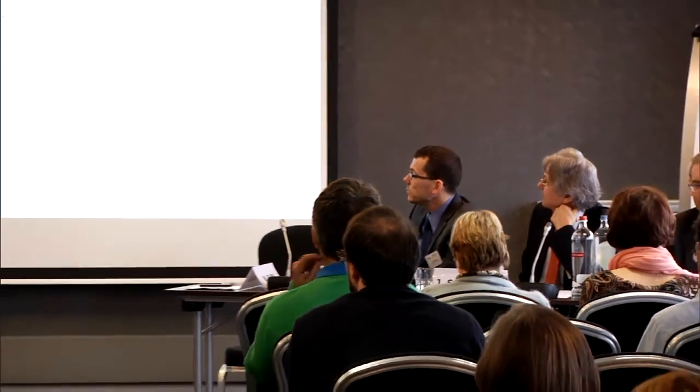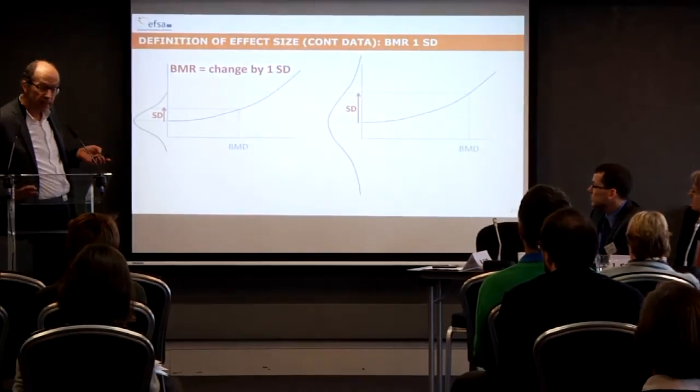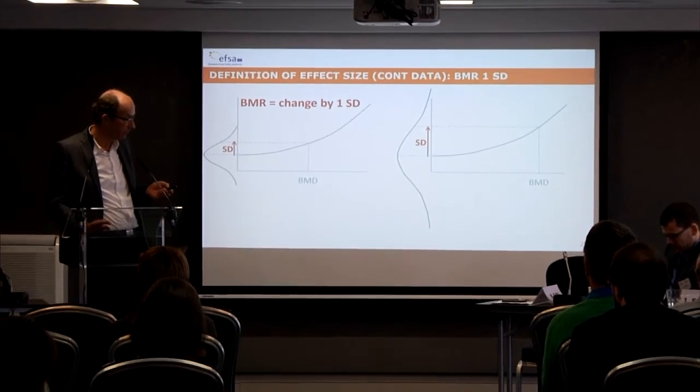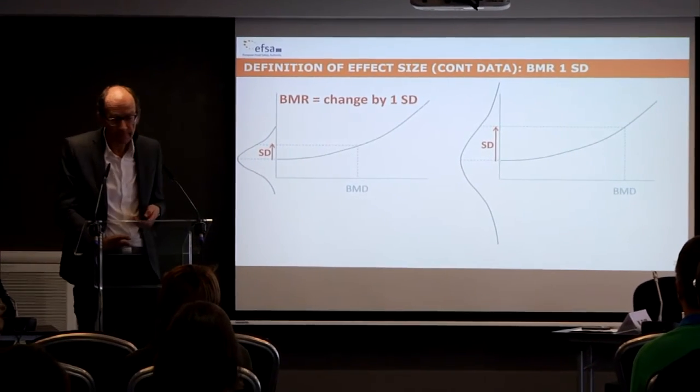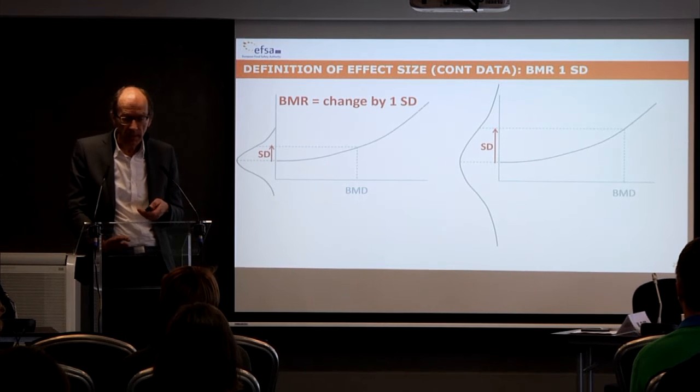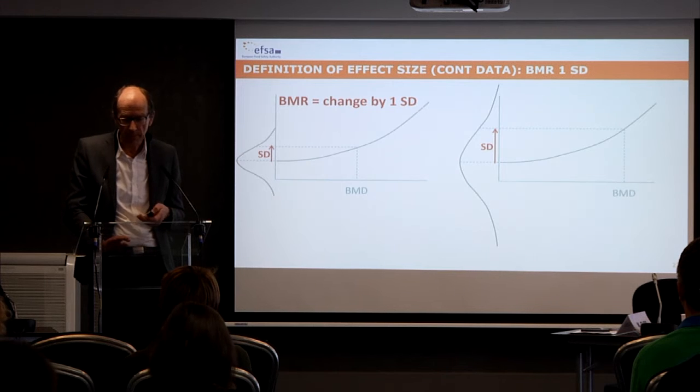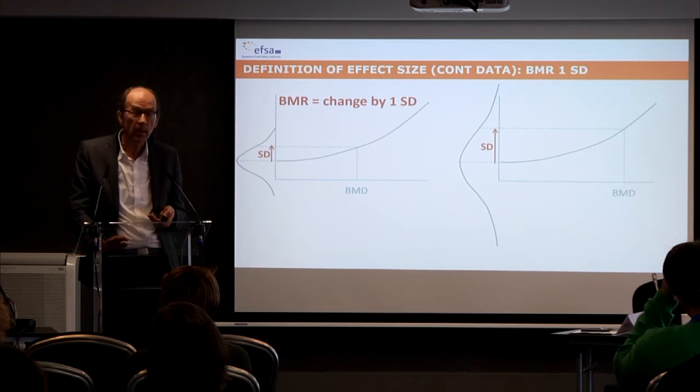Okay, so let's have a look at this slide here. The BMR1SD is defined, when we look at the left slide, as a change in the mean response by 1 standard deviation, as indicated here. And then you are going to see at what dose the curve indicates where this happens. So this is the BMD associated with the BMR1SD.